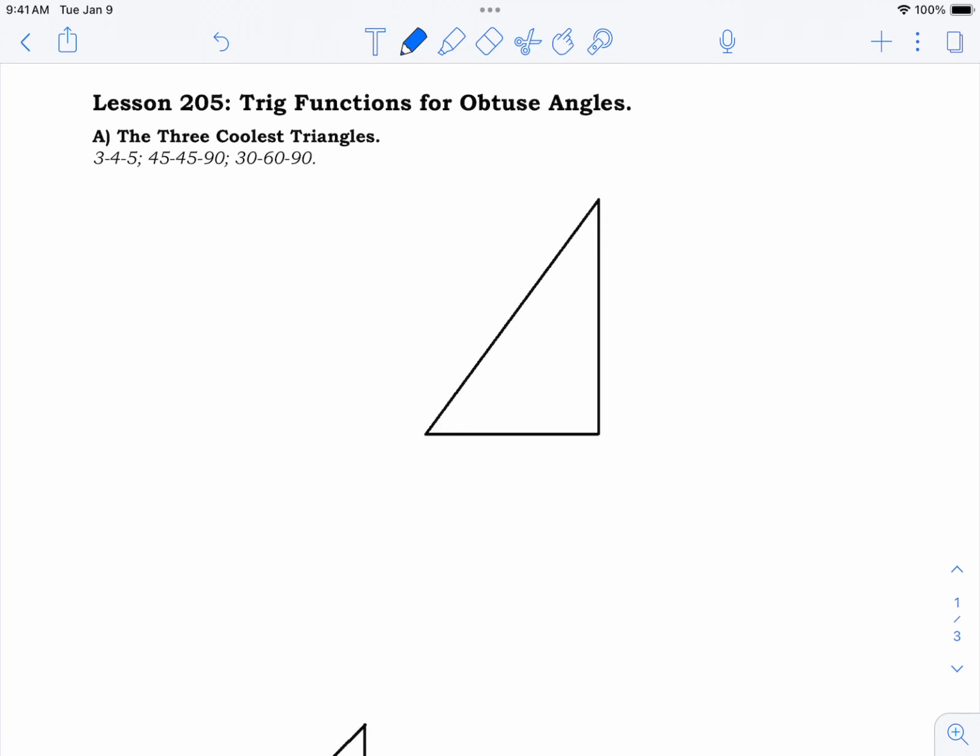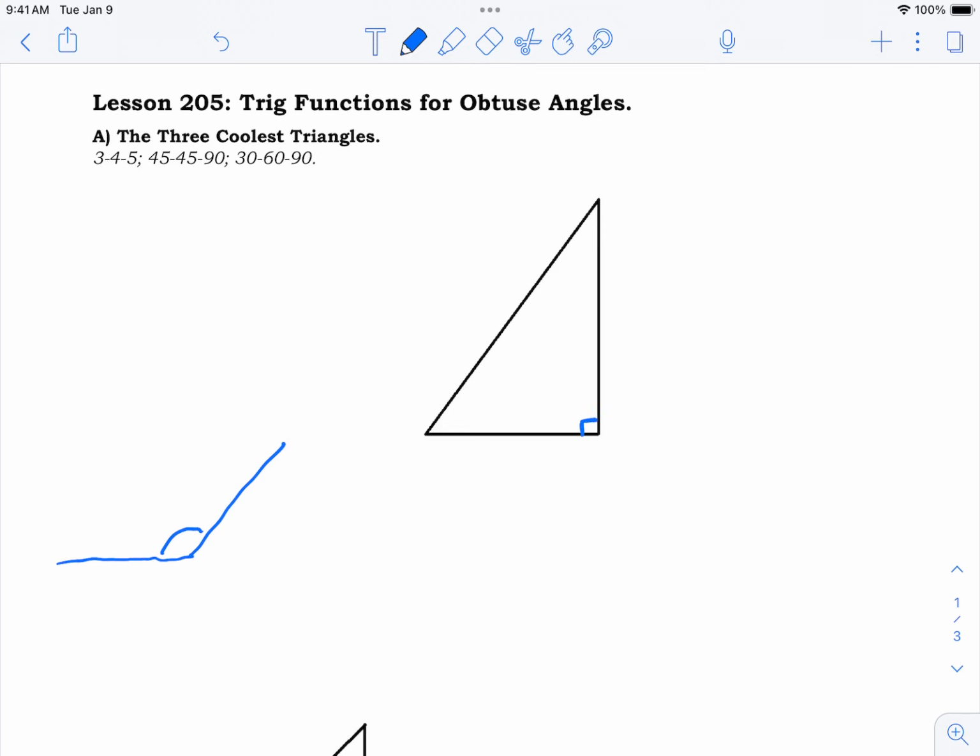Welcome to 205, Trig functions for obtuse angles. What's an obtuse angle? An obtuse angle means it's more than 90 degrees. So if I have an angle something like this, this would be an example of an obtuse angle. So far, of course, we've defined our trig functions using right triangles.